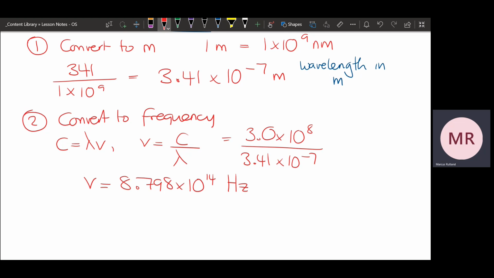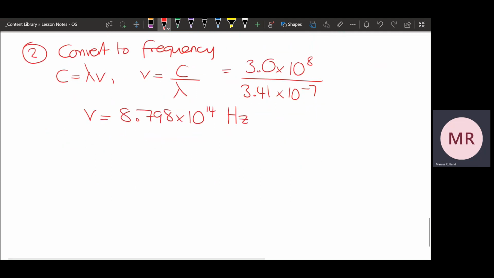If you've got something wildly different, like 10 to the minus 30 or something, or much bigger, 10 to the 50, then you're almost certainly wrong, and so you might need to recalculate. So expect those kind of 10 to the 14-ish numbers for frequency.